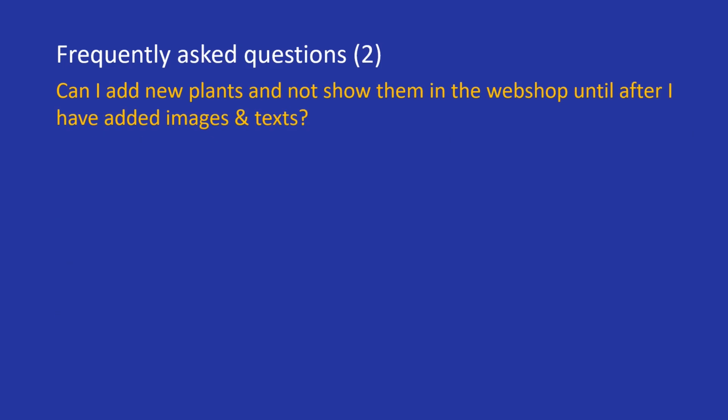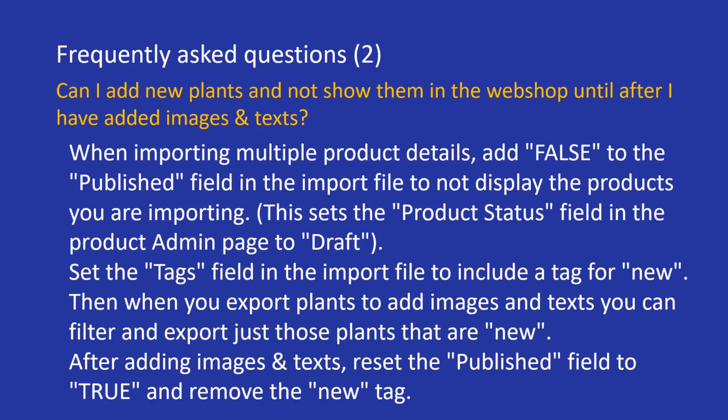Can I add new plants and not show them in the webshop until after I've added images and texts? Yes, you can do this using the setting for Published. When importing multiple product details, add false to the Publish field in the import file to not display the products you're importing. This sets the product status field in the product admin page to draft.